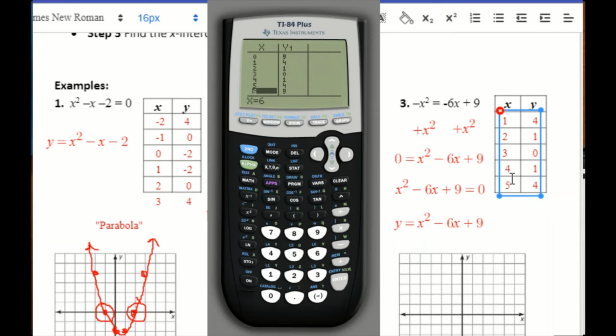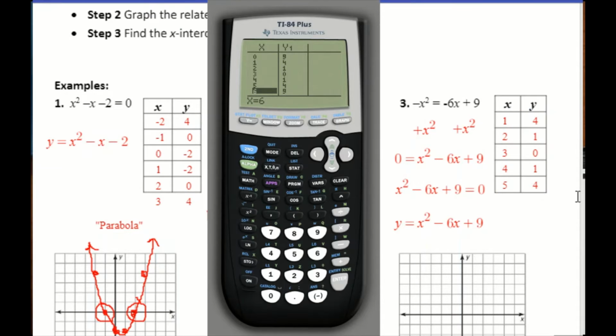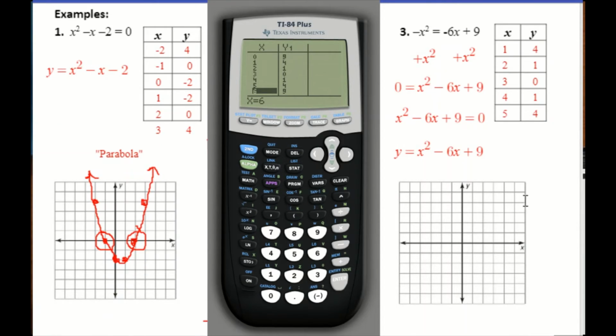Let me try to make this look a little nicer here. I know y'all are probably wondering, who cares if it looks nice? Okay, so let's go ahead and plot these out. 1, 4, 2, 1, 3, 0. So we basically have our answer here. 4, 1.